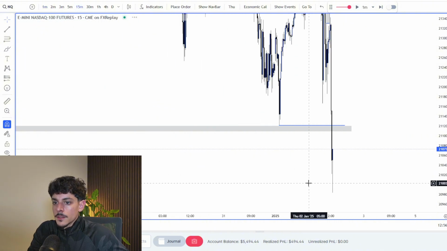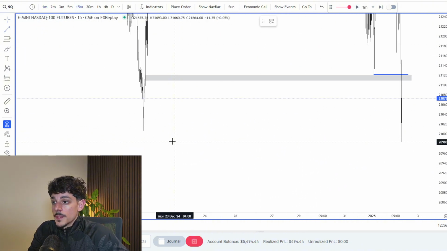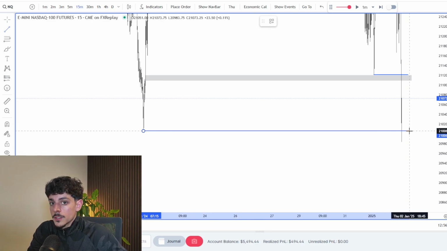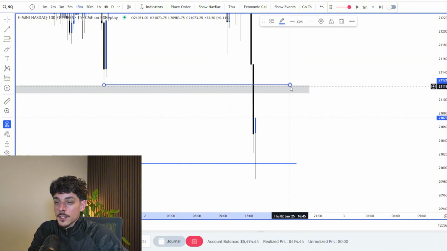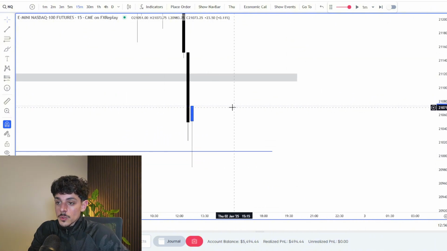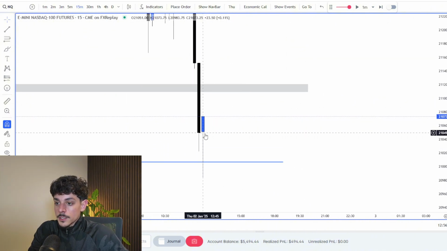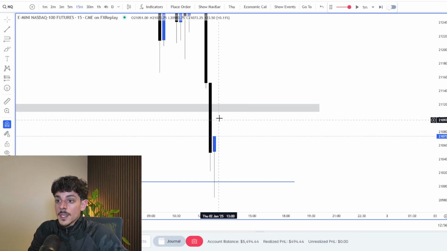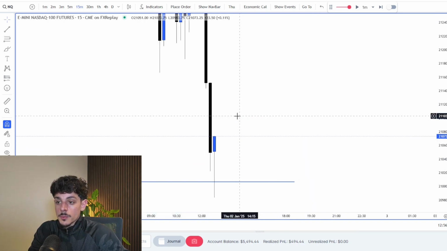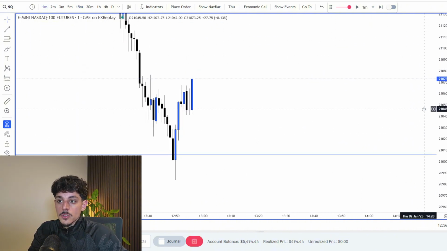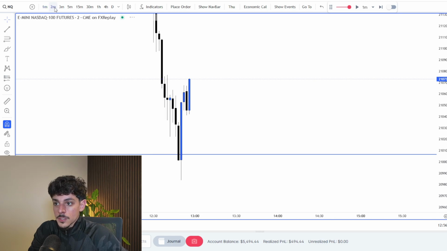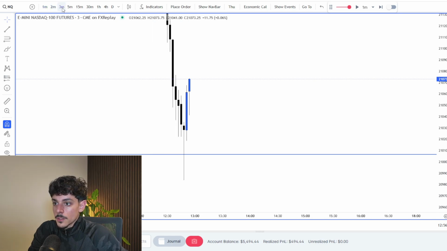Can't find anything here. We just swept this low though, which is pretty nice. And we are displacing back to the upside. This candle will most likely close bullish right now just by seeing the wicks here, and we will have an internal gap right above it, which is going to be the target most definitely. So I will look for a potential inversion fair value gap inside this range if we can have one.